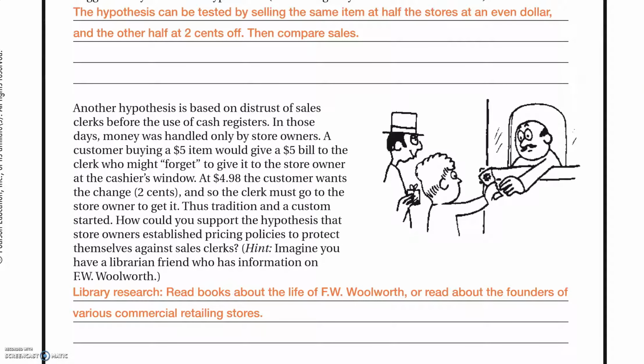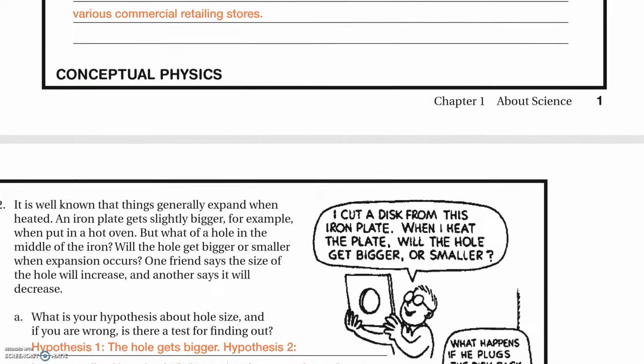So this hypothesis is talking about how some clerks were distrusted by the place they worked for. So one of the theories is that the reason they marked the prices down a little bit is because it requires the person to punch it into the cash register and to give them change. And so the thought is it's far less likely that they're just going to pocket the $5 bill if they have to do the change, because they're not going to have change in their pocket.